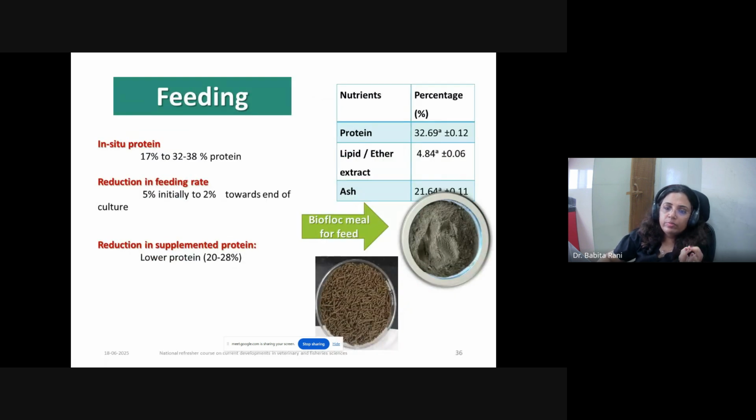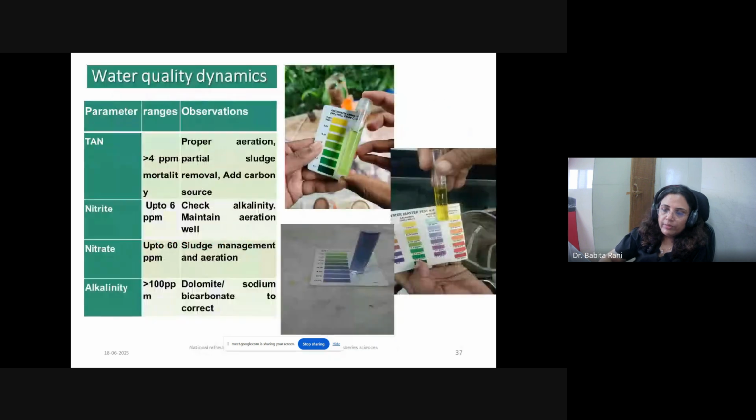You can see the biofloc is a very rich source of protein, 32-38% protein is there. We can nicely reduce the feeding rate, 1% less than what we normally feed in conventional feed. Protein also, conventionally we give 35%, you can start with 30%. 5% you can reduce very comfortably. This is how the water quality will be checked.